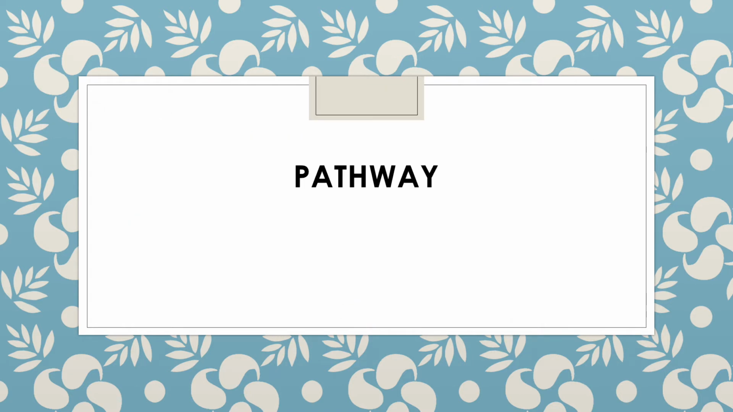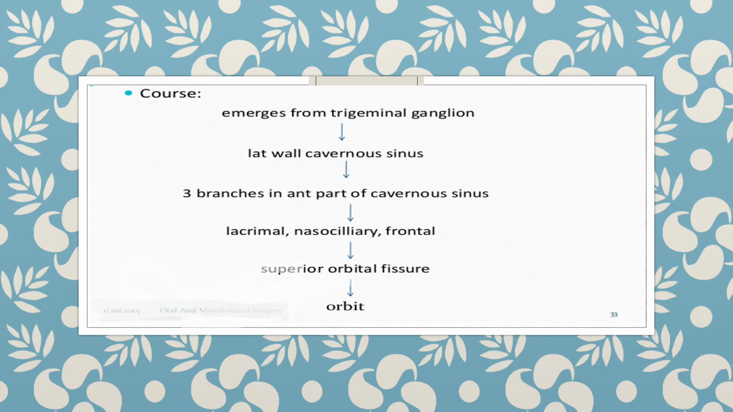Now we come to the pathway of this nerve. This nerve emerges from the trigeminal ganglion, as I told you earlier. Then it travels within the lateral wall of the cavernous sinus, and it gives three branches in the anterior part of the cavernous sinus. These branches are lacrimal, nasociliary and frontal that I have shown you previously. I will show another picture in the next slide. Then they travel towards the superior orbital fissure and they reach the orbit.